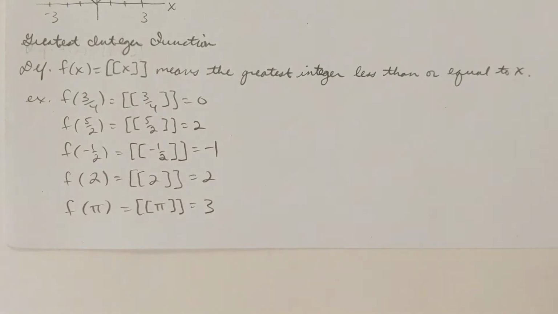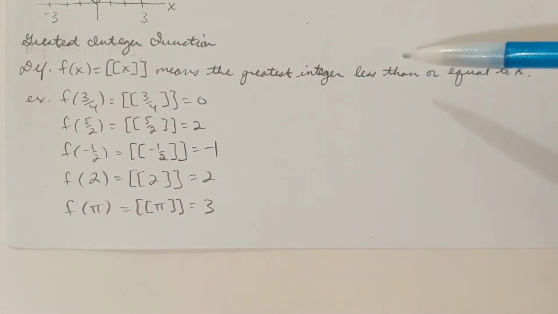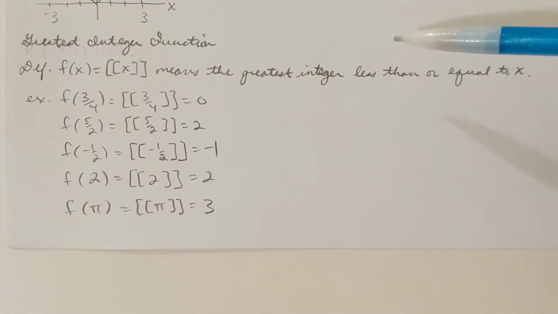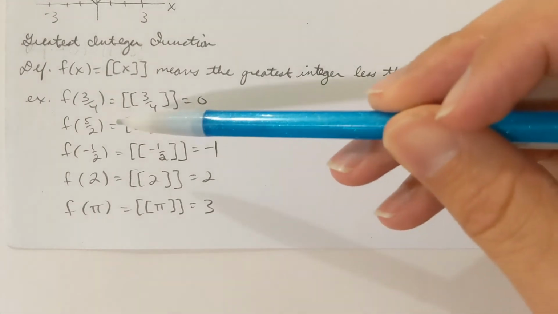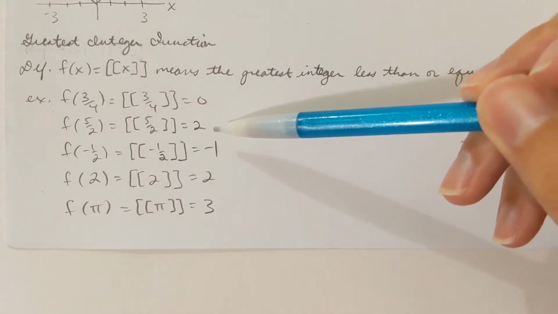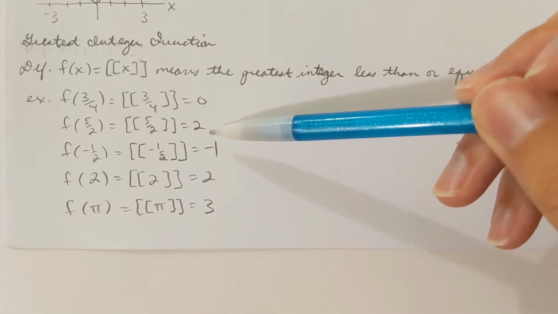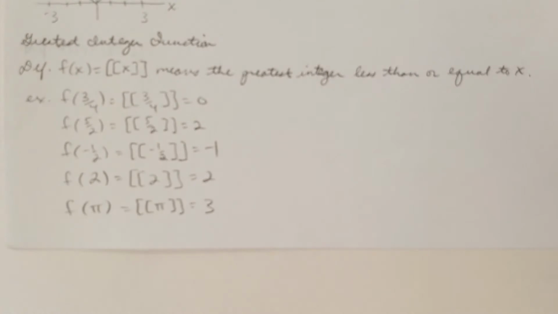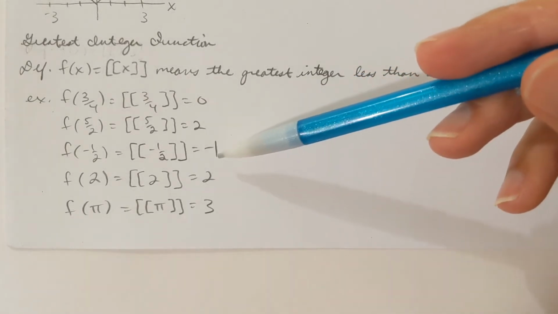So suppose that we want to find f of 3/4. Well, brackets 3/4 is not an integer, so I need to bump down to the next lowest one, which is 0, and 0 would be my output. F of 2.5, f of 5/2: 2.5 is not an integer, so I need to bump down to the next lowest one, which is 2. Same thing with f of -1/2. -1/2 is not an integer, so I need to bump down to the next lowest one, which is -1.